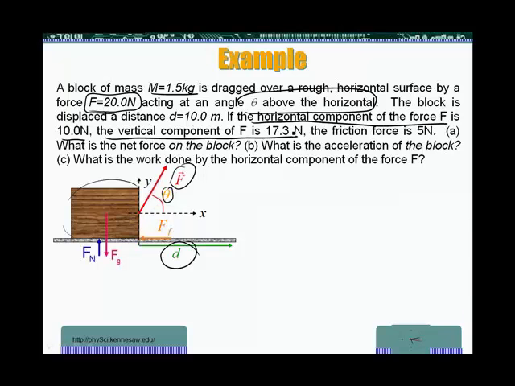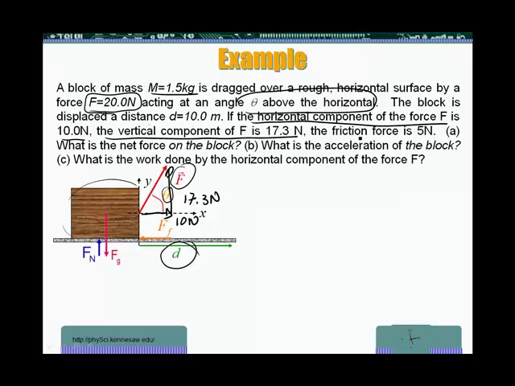So in other words, instead of worrying about this force, we can worry about a 10 Newton force this way and a 17.3 Newton force that way. Now, the combination of these two forces would have the same effect as that force F, the 20 newtons, at the angle theta above the horizontal. Actually, they never told me what the angle is, from what I see here. But that's what they are saying.